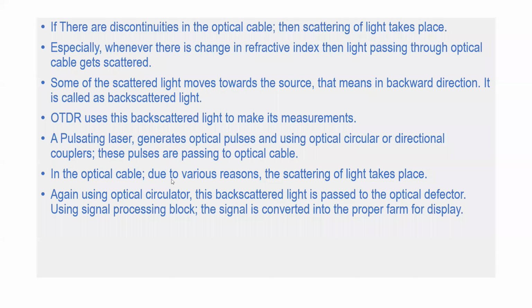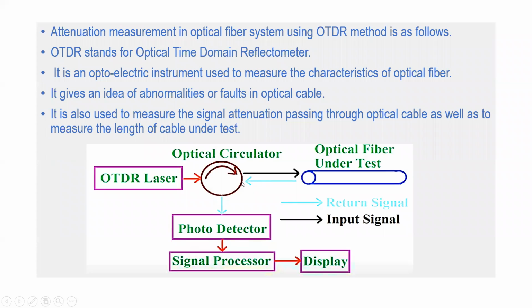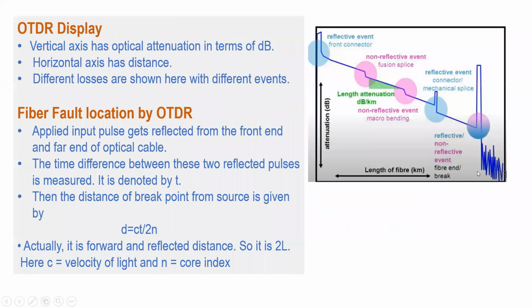So here you can observe this is your circulator, which is transmitting this back to the photodetector, and the signal processor is used to get a proper form, and then you will be getting your display. Initially, light is traveling in this direction and scattered light comes back in this direction.